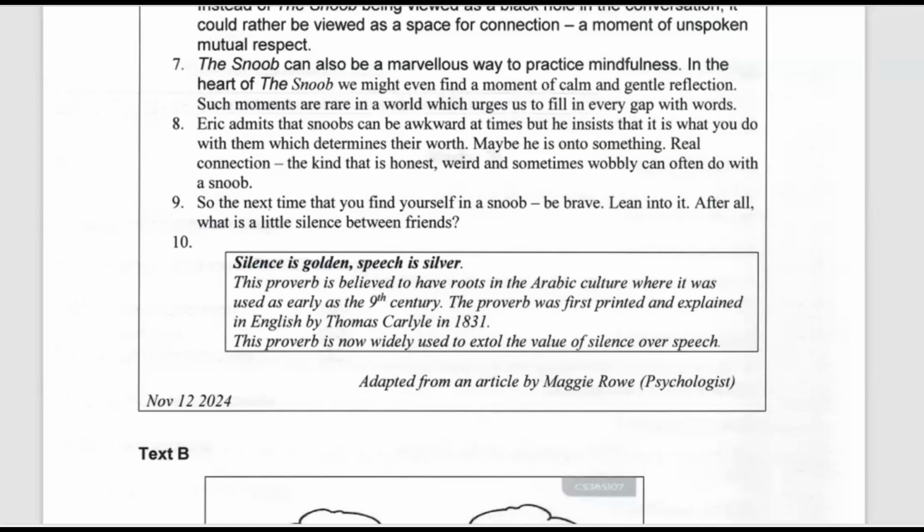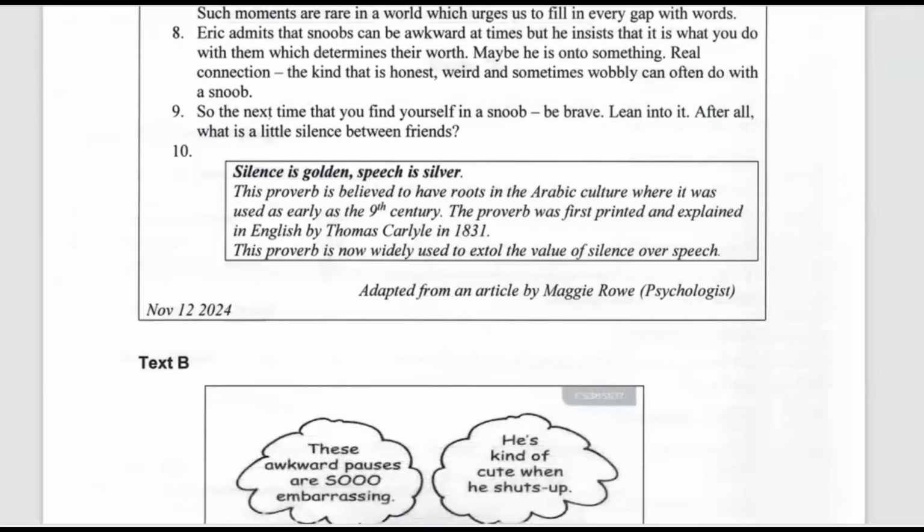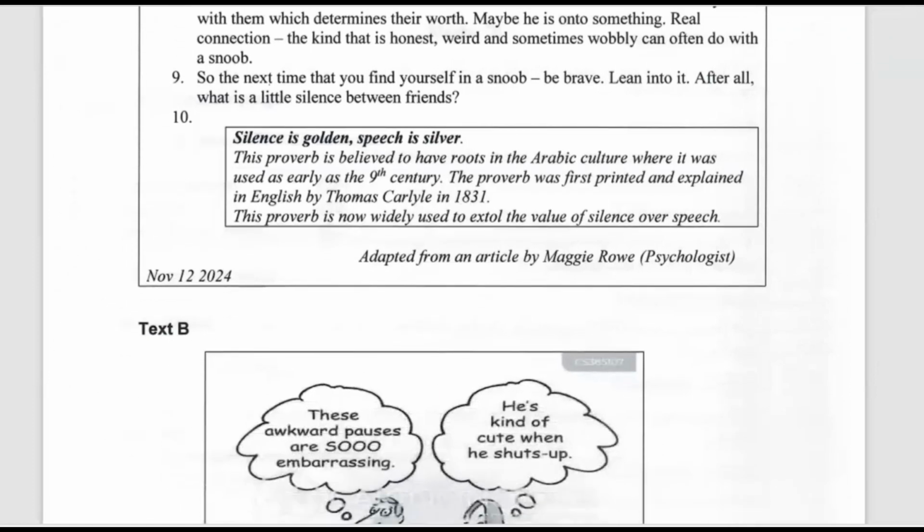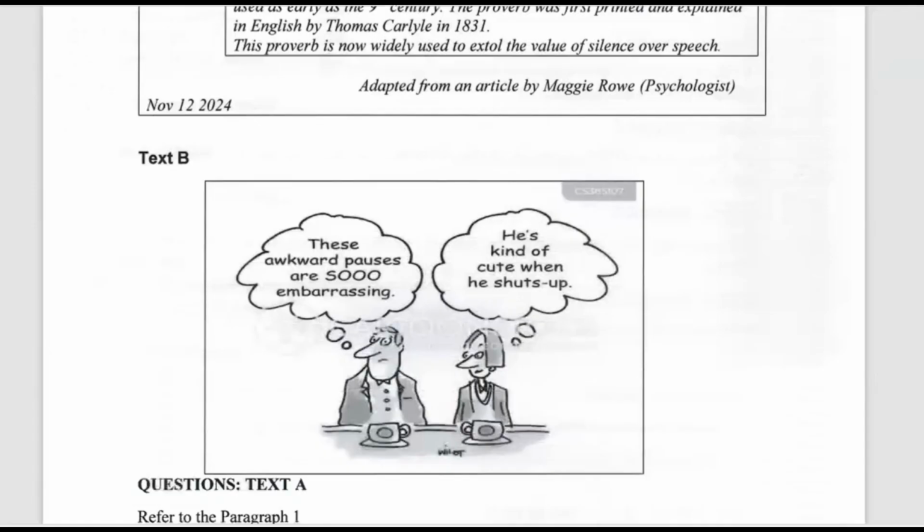Silence is golden, speech is silver. This proverb is believed to have roots in the Arabic culture, where it was used as early as the 9th century. The proverb was first printed and explained in English by Thomas Carlyle in 1831. This proverb is now widely used to extol the value of silence over speech. This article is adapted from Maggie Rao, who's a psychologist. Let's go to text B.